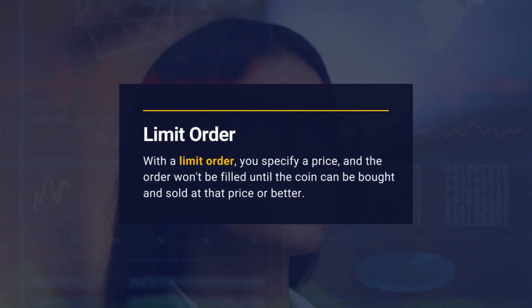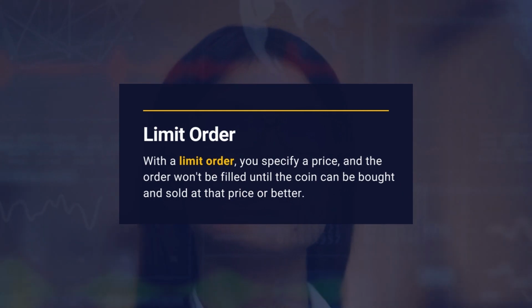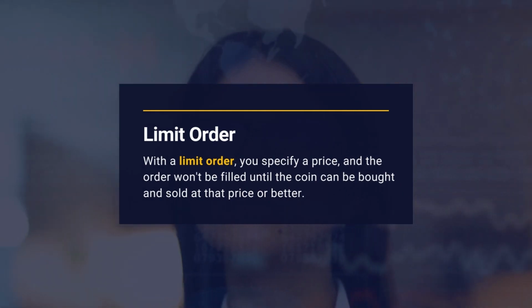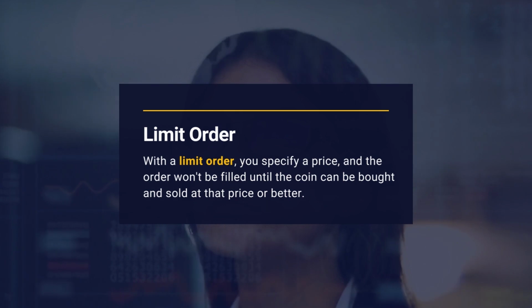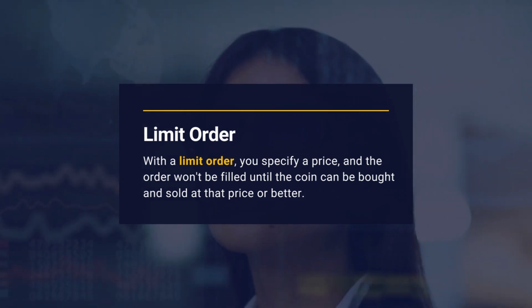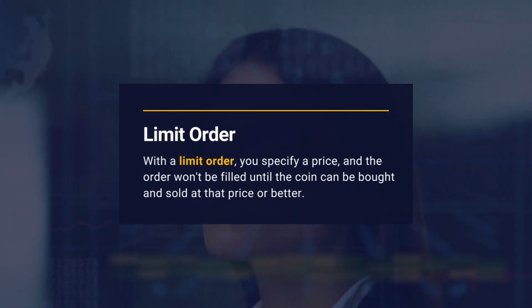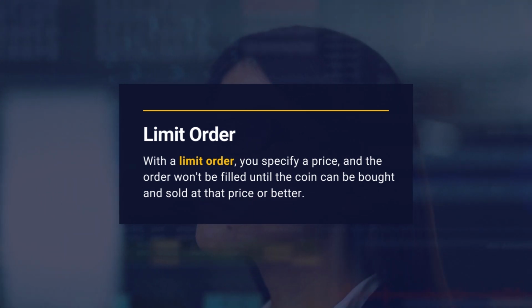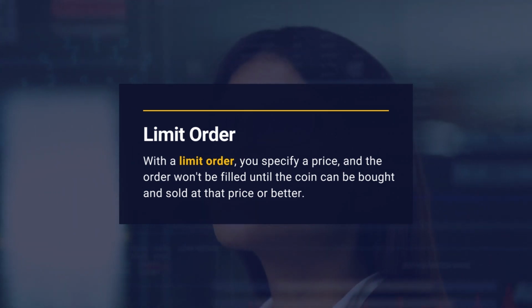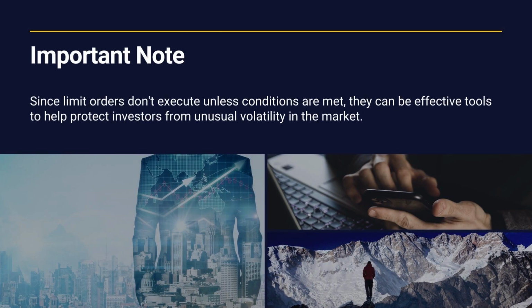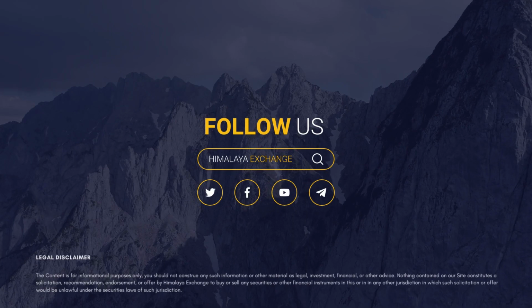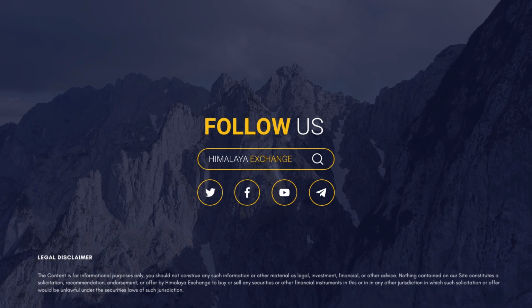If your priority is to buy or sell at an exact price or better, you may want to use a limit order instead. With a limit order, you specify a price, and the order won't be filled until the coin can be bought or sold at that price or better. Investors generally use limit orders when they have a target entry or exit price and are willing to wait for the market to move in their favor. Since limit orders don't execute unless conditions are met, they can be effective tools to help protect investors from unusual volatility in the market.